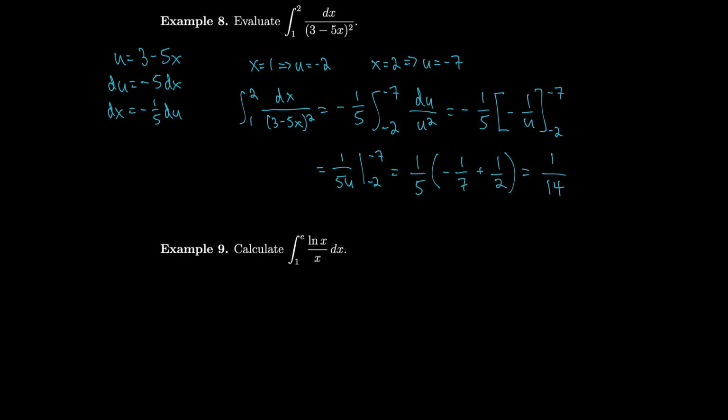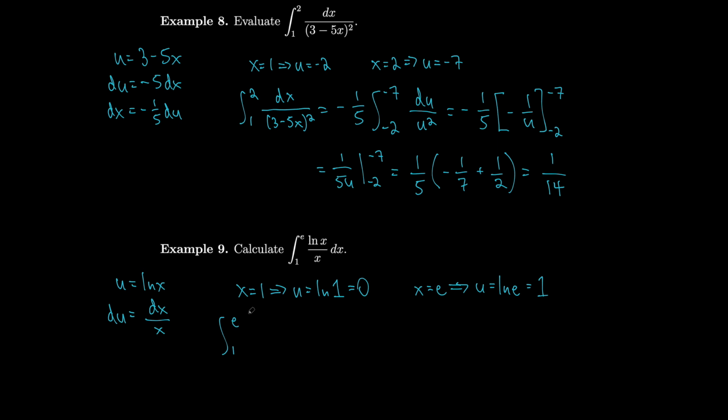Okay, how about the integral of ln x over x from 1 to e? Looks like we should make u equal ln x, then we get 1 over x dx. Perfect. So u equals ln x, du equals, how about dx over x? We could save space. And we get that x equal 1 implies that u is equal to ln 1, which is 0. When x is e, that implies that u is equal to ln of e, which is 1.